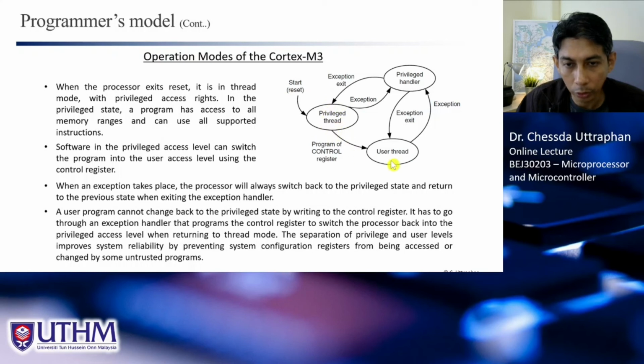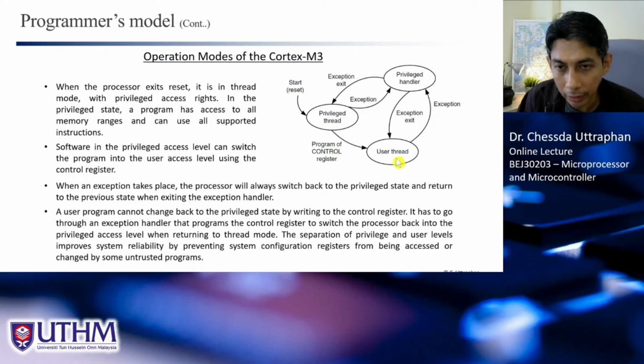Before it will go to the user program or user thread, right? So the privilege thread is normally the startup code in your microprocessor, or in other cases the OS maybe, right? So you can change to user thread by using the control register, right?